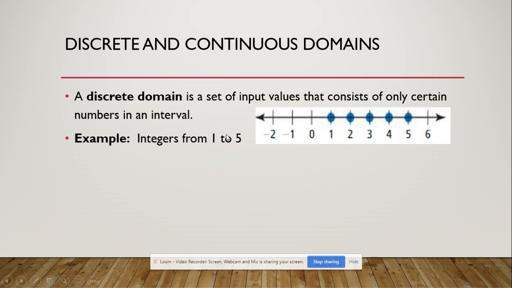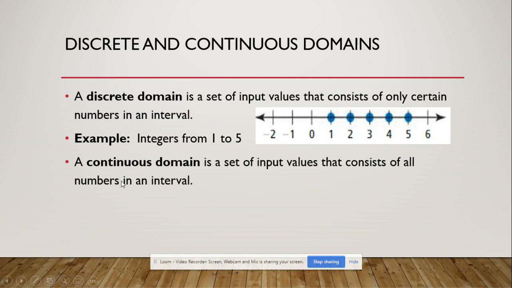Okay, and you will see here in this graph, that's what it shows. We can have 1, we can have 2, we can have 3, we can have 4, we can have 5, but we're not getting any of this space in between. Notice none of the space in between is highlighted. So they just gave us integers from 1 to 5.